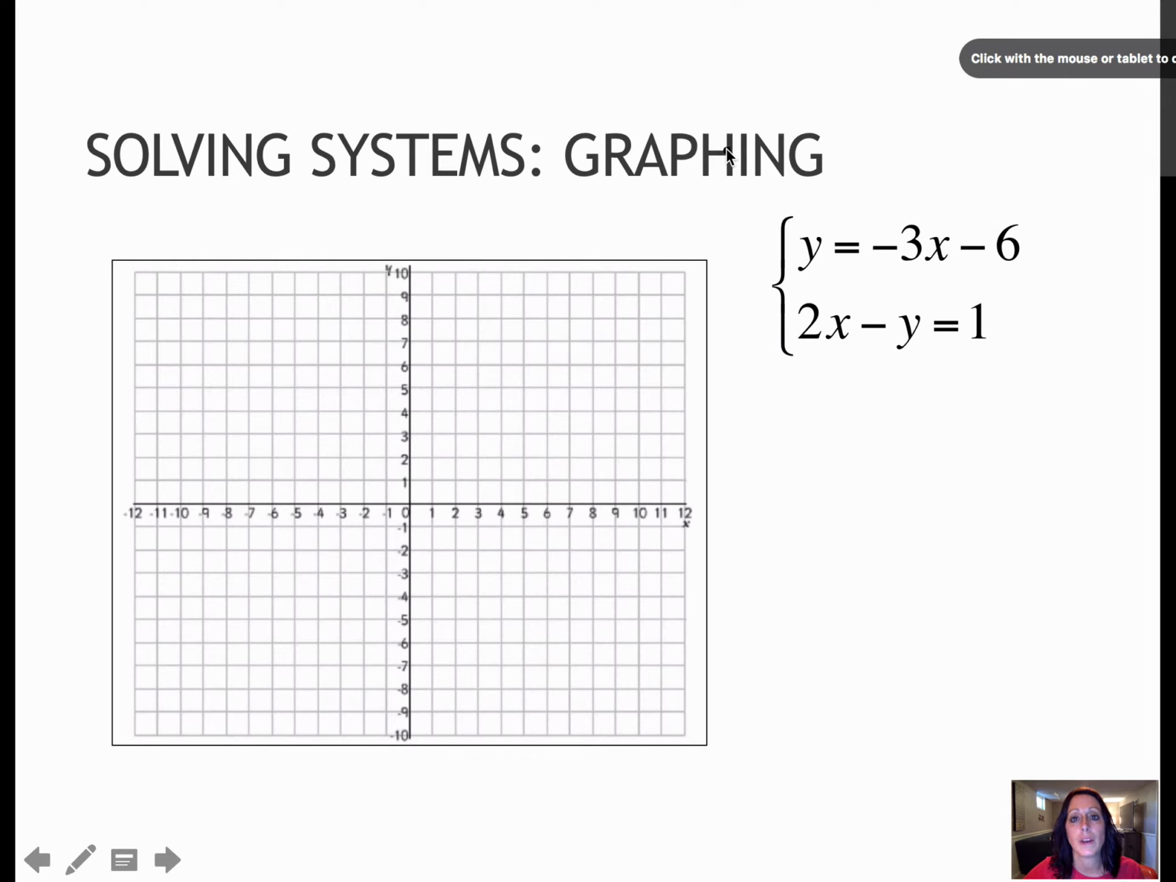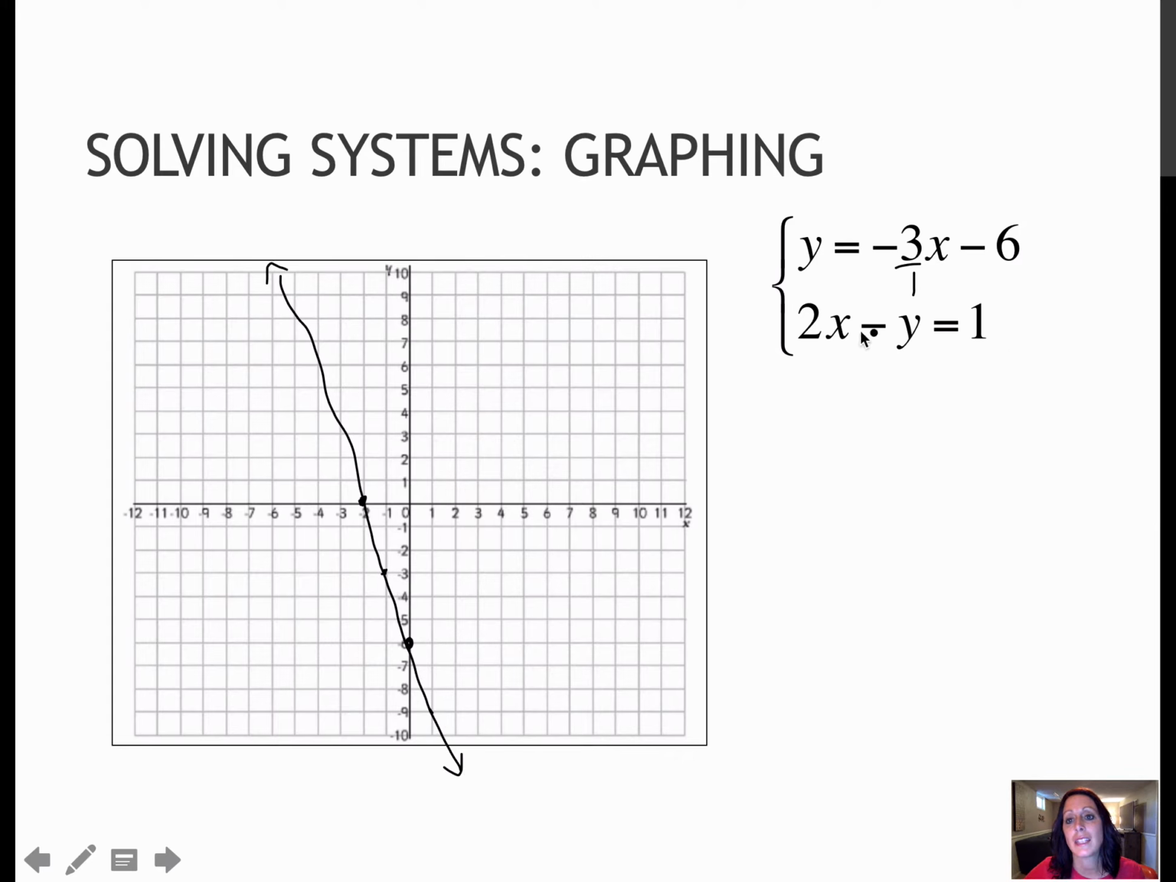But in this one, if I'm solving by graphing, I would start my first line at -6. I would use my slope of -3/1 to go down 3 to the right one or up 3 to the left one as many times as I needed to. And then of course I would connect the dots. Try to use a straight edge.